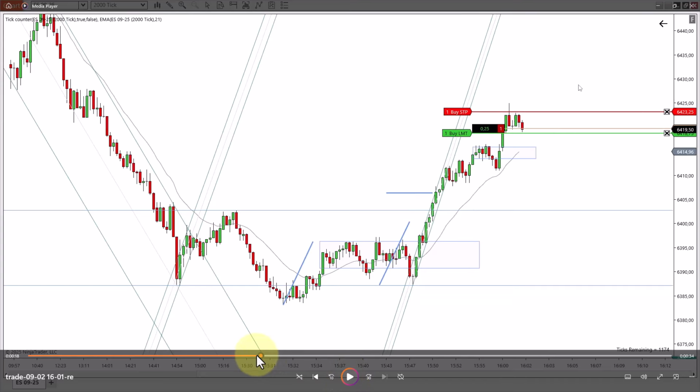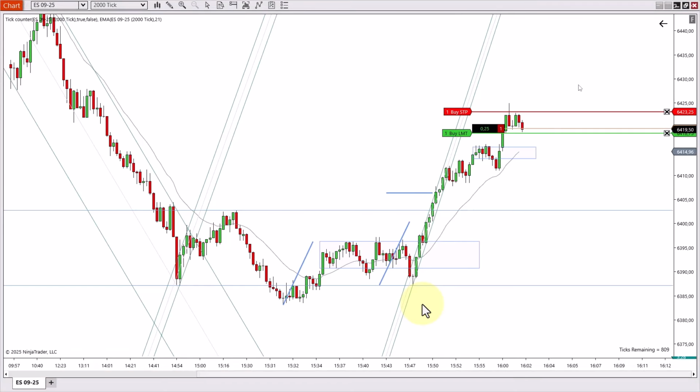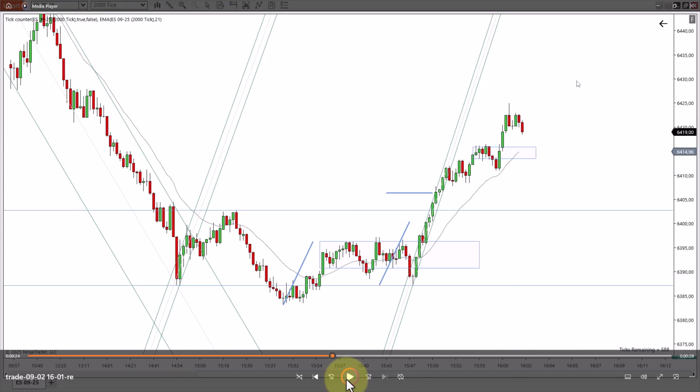Okay, he's right there. We're at 38 seconds right there, and the trade hasn't triggered yet. So there it goes. Boom, he's out. A 10-second trade.